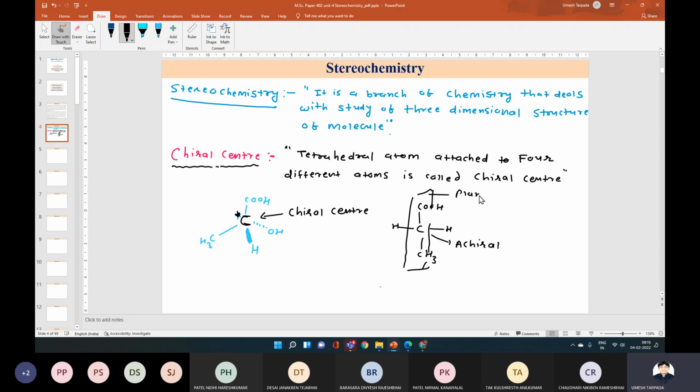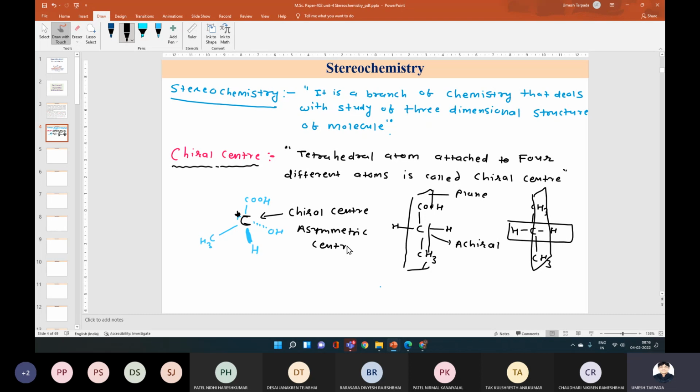If any kind of symmetry is present, then the molecule is achiral. If all four groups are similar, then you can have a C2 plane. You can take these two groups as similar and these two groups as similar, then you have two planes of symmetry. So in order to get optical activity, all four groups are required to be different. Otherwise it is achiral. So this center is called an asymmetric center. Symmetry is absent.